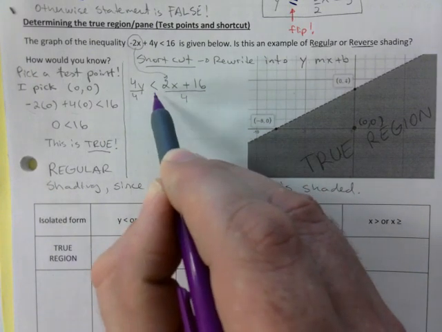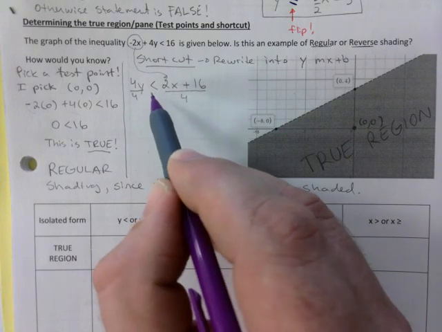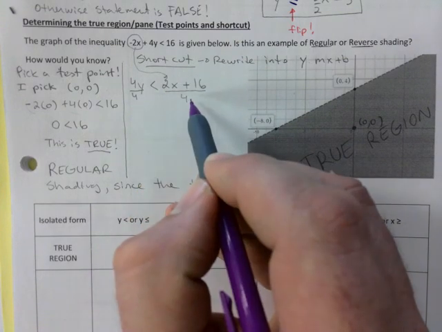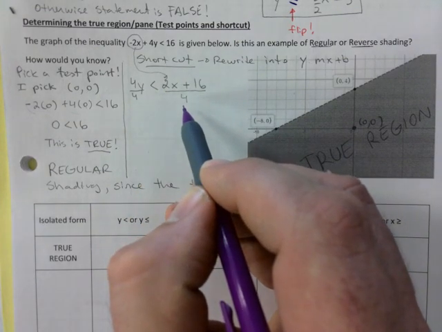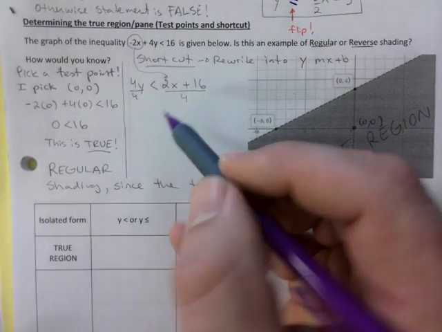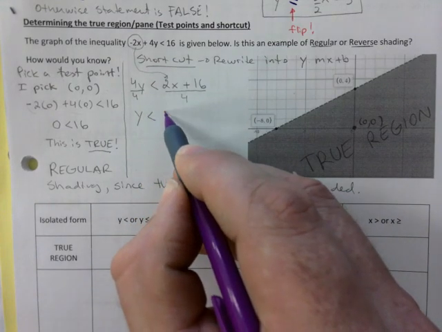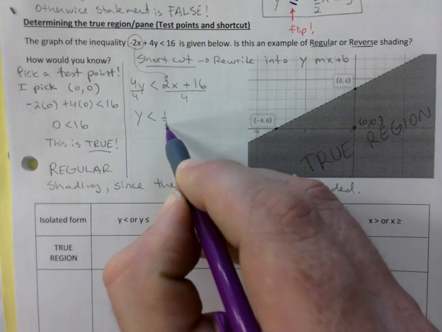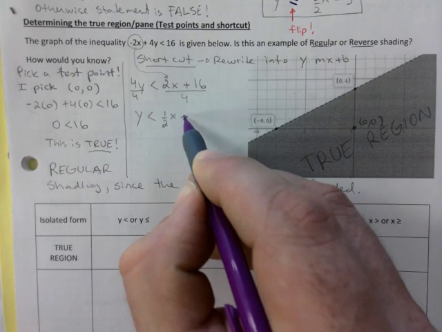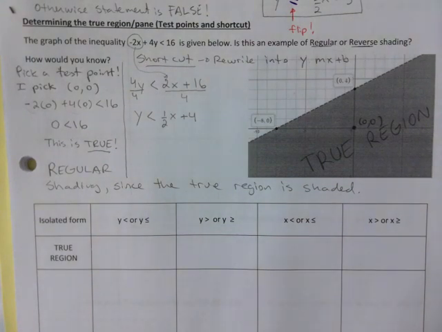Do I need to flip the sign? I don't, because I'm not dividing by a negative. That's the only rule. It's only when it's a negative that the rule applies. So y is less than 2 over 4, which is a half x, plus 4. You would agree with me there? Okay?